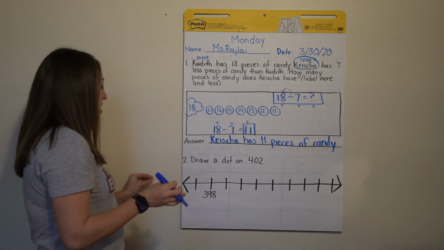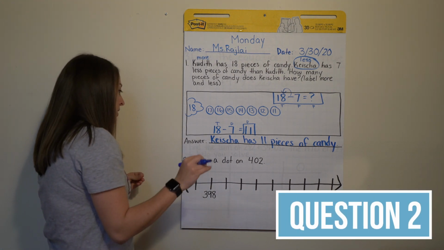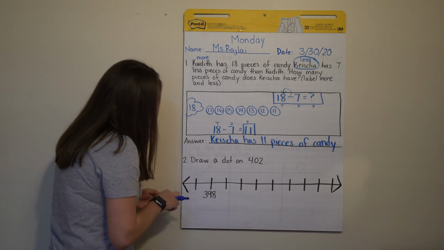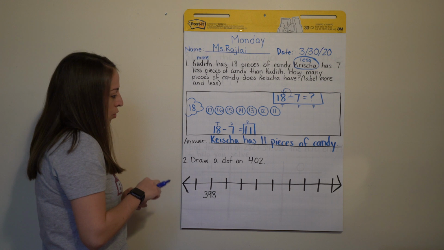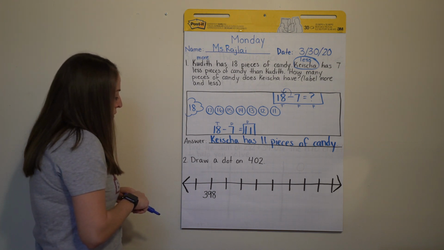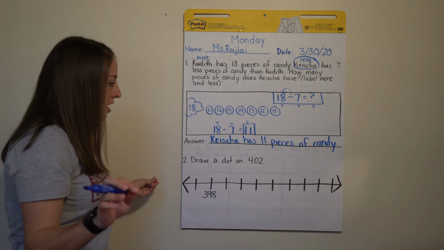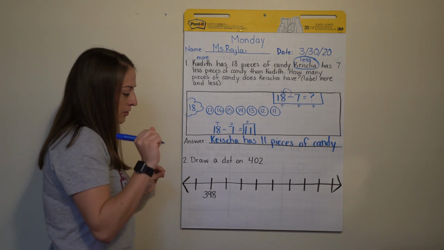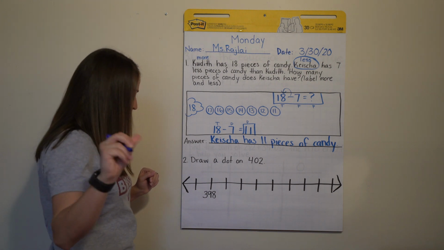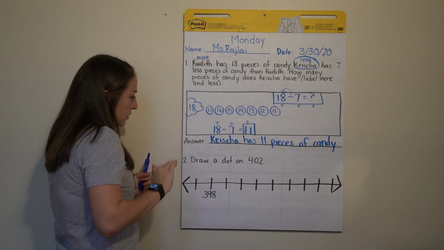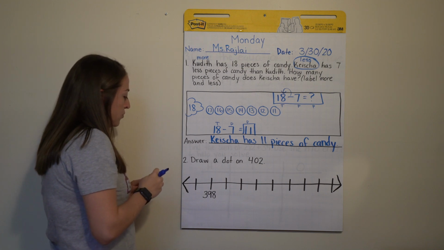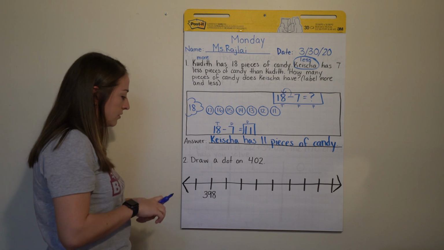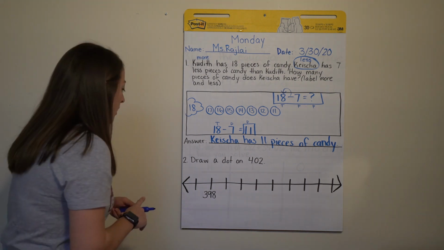All right, now we're going to move on to question number 2. Now, while you're writing this out on your paper, the directions say draw a dot on 402. So you're going to draw a number line, and on your number line, you're only going to have 10 little dashes on your number line, okay? And once you make those 10 dashes, you are going to write 398 on the second dash, starting on your left side.